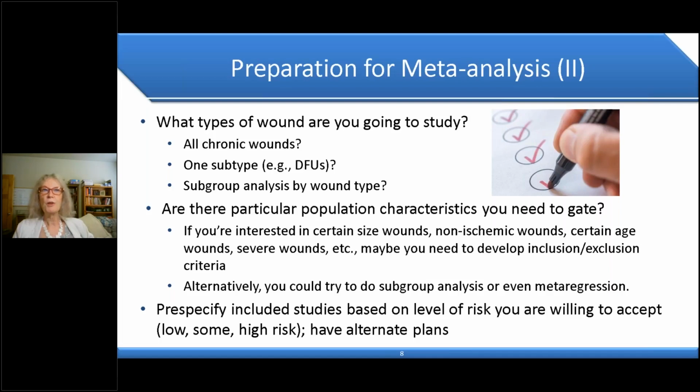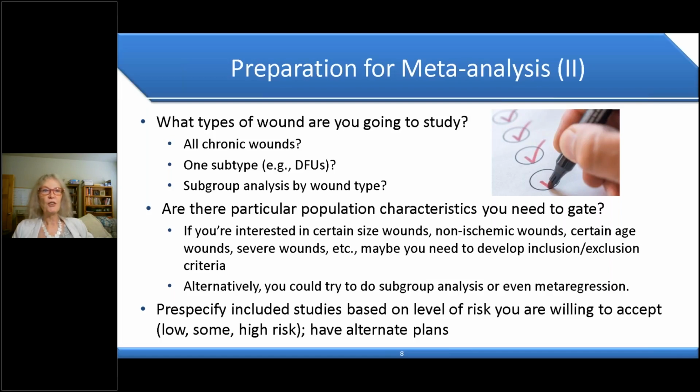So before you start your meta-analysis, as part of your homework, you will need to think about, should I develop inclusion or exclusion criteria, and what should those be? And as an alternative to that process, you could think about, maybe what I really want to do is subgroup analysis, or this thing we call meta-regression, which we'll talk about towards the end.